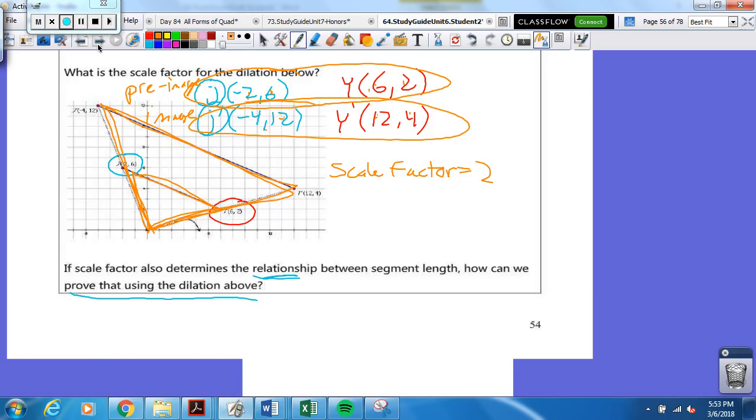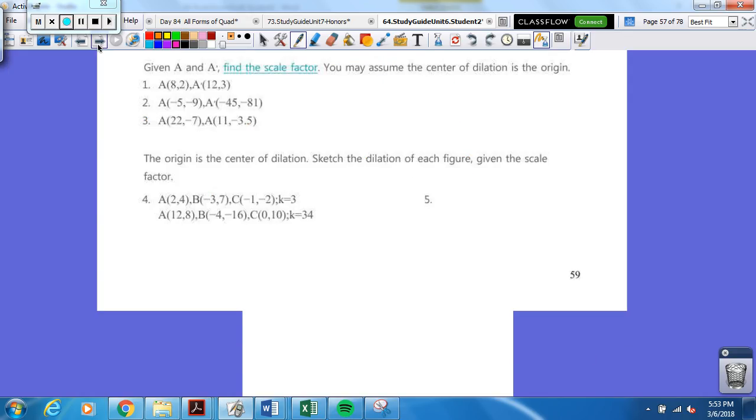There you go. All right, so here are some problems I want you to do. Just like we did before, I want you to figure out what the scale is here, and I also want you to multiply all of these by 3, multiply all these by 34. See if you can get it. Ready, set, go. Nice job.